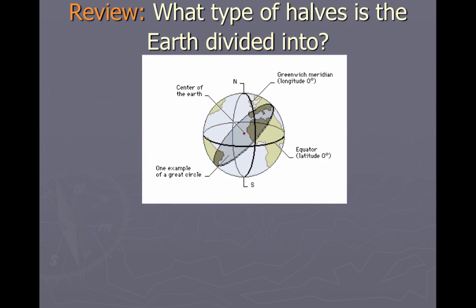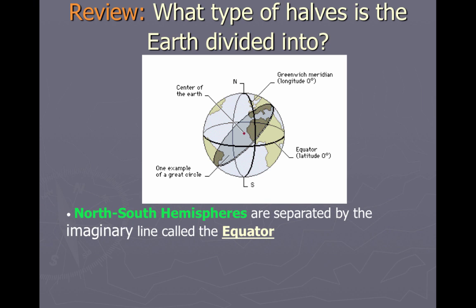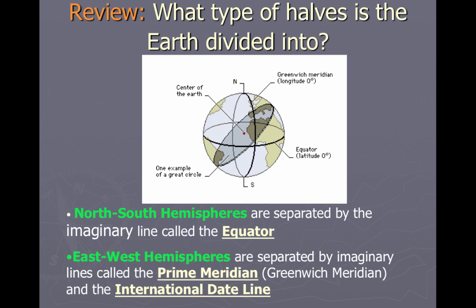What halves is the Earth divided into? Well, let's look at that. There's the northern hemisphere and the southern hemisphere, and they get separated by the equator. And there's an eastern hemisphere and a western hemisphere that are separated by an imaginary line called the prime meridian, which runs through Greenwich, England, and the international date line, which is the line on the opposite side of the Earth. We'll have a lecture about using the hemispheres and the coordinates we call latitude and longitude.